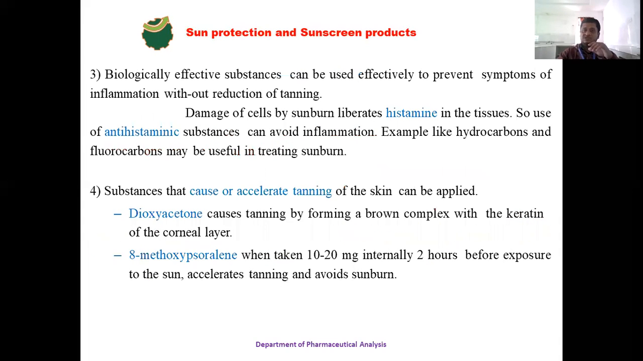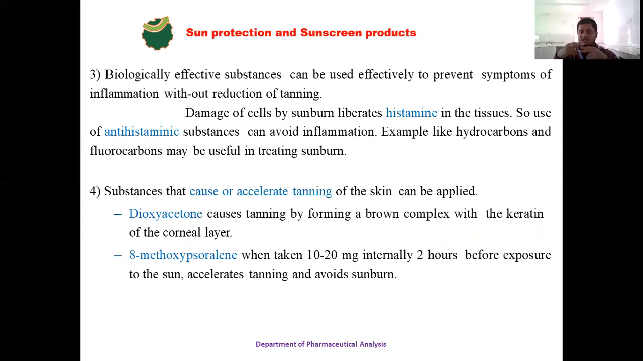Okay, the third one is if any person is already affected by UV rays and is suffering from sunburn, then we have to use an antihistamine to avoid the inflammation or to avoid the sunburn. Okay, the fourth one is to accelerate the tanning. If we accelerate the tanning of the skin, it will protect the skin.